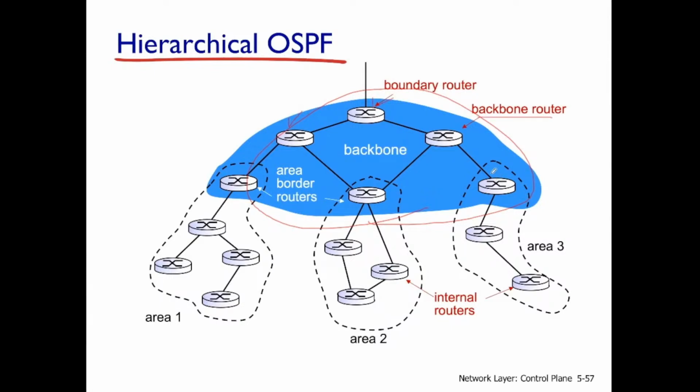Some of these backbone routers might be at the border of the AS. They are also the boundary routers. Some of these backbone routers are also the managers of the areas. So this guy here and here and here are the area border routers. The area border routers, boundary routers, as well as the other backbone routers together form the backbone, and they will together also run OSPF, but that is independent of the OSPF running inside each of these areas.